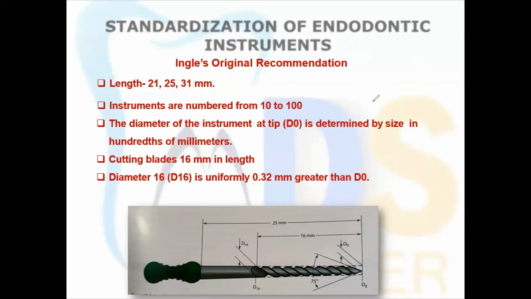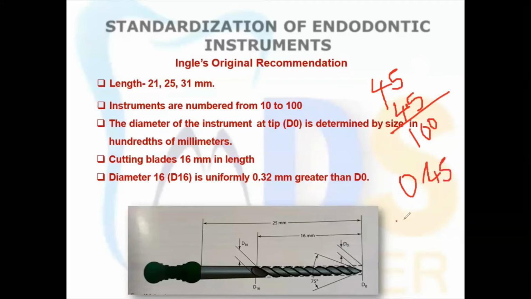If we take another example of a 45 number file. This number represents hundredths of millimeters of diameter at the tip. That can be written as 45 by 100. So that gives 0.45 mm at the tip. So tip diameter can be taken as 0.45. And this is the third important recommendation from the standardization.